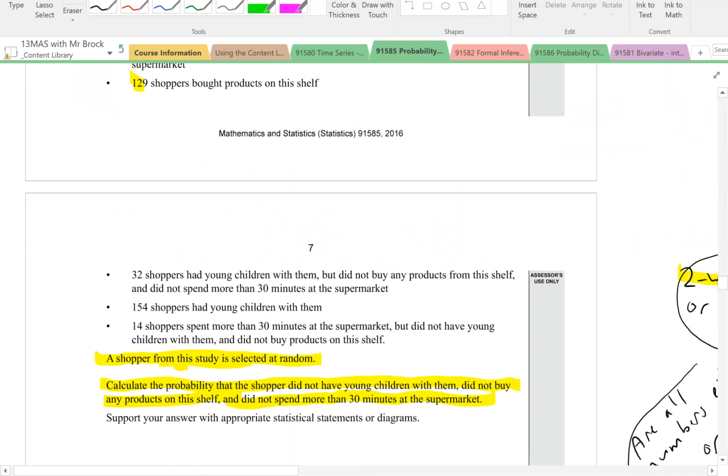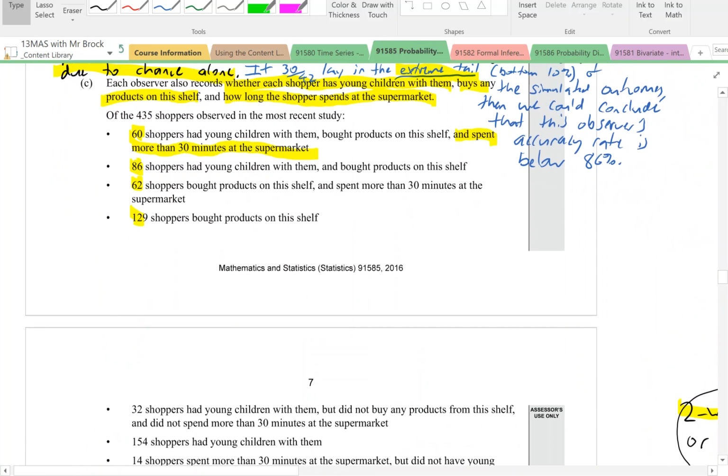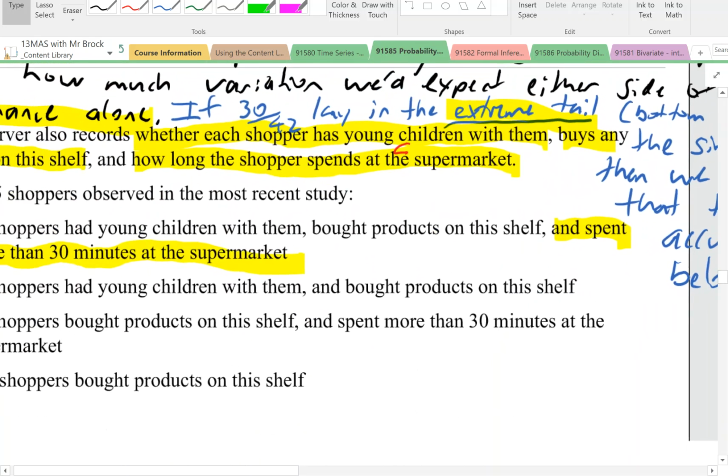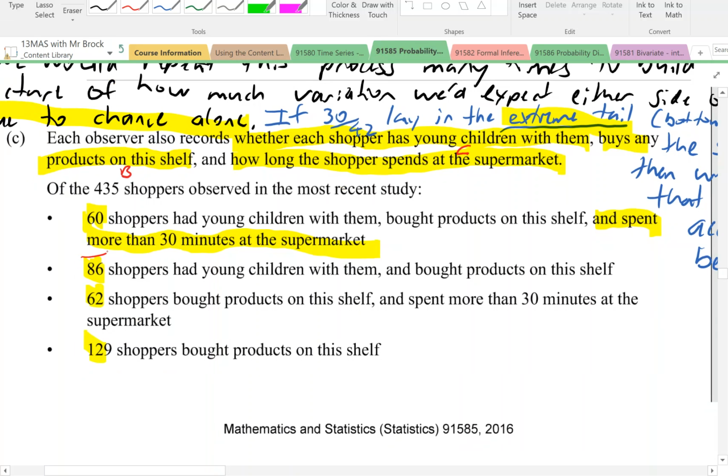So here we've got three category variables. We've got, first of all, whether each shopper has young children. We'll call that C. Secondly, we've got whether the shopper buys any products on the shelf. So we'll call that B for buys. And thirdly, we've got how long the shopper spends, and it's whether they spend more than 30 minutes or not. And so we'll call that one L for long. So long means more than 30 minutes.